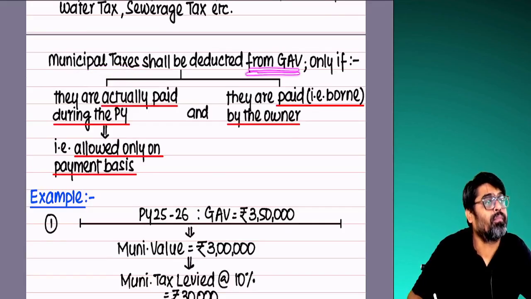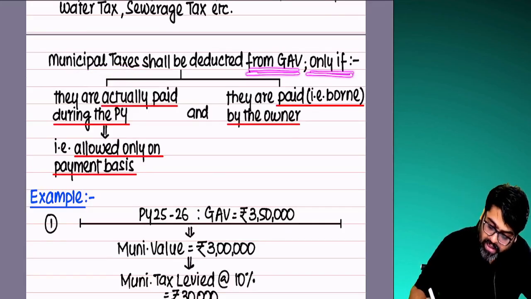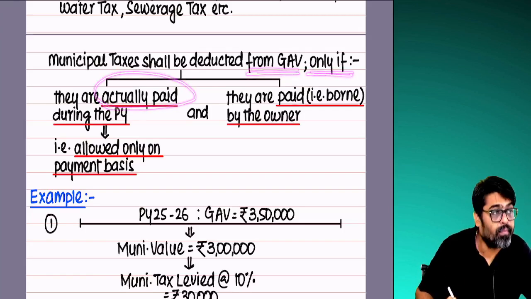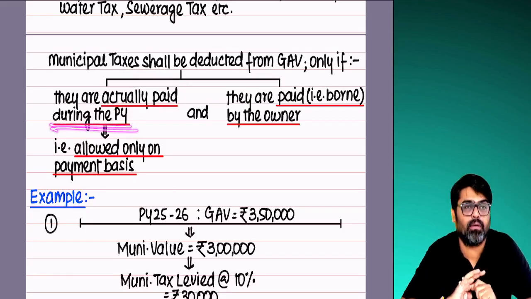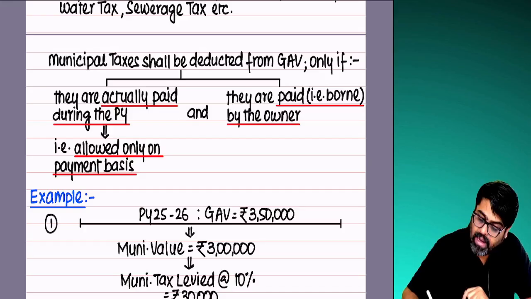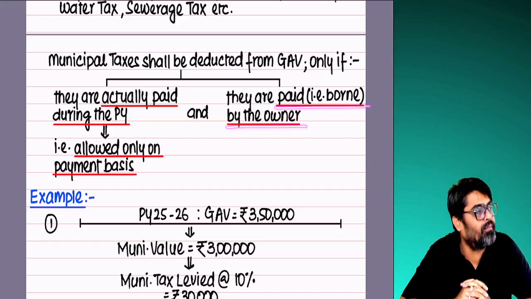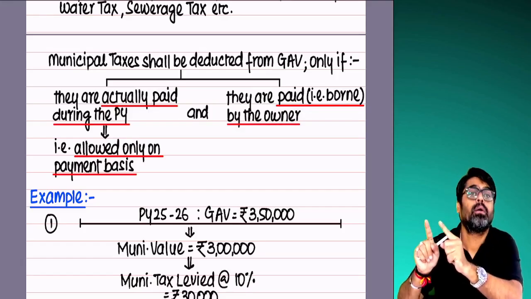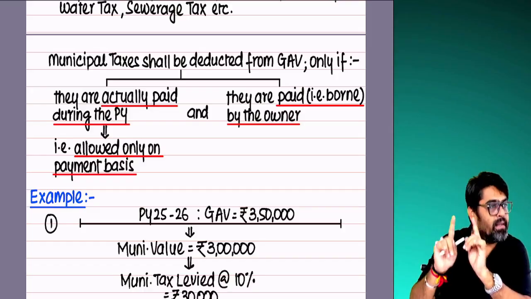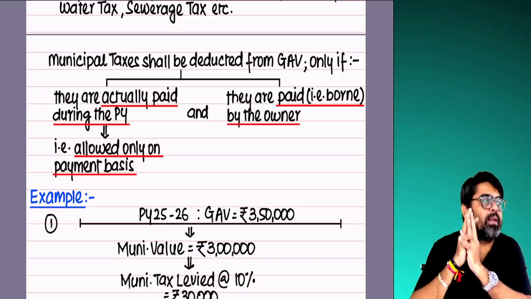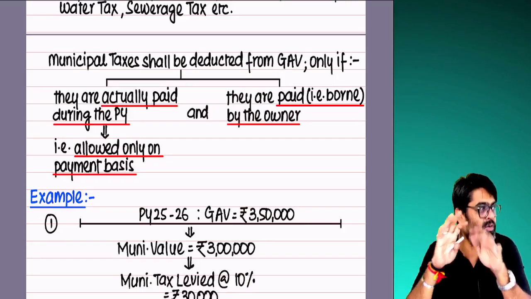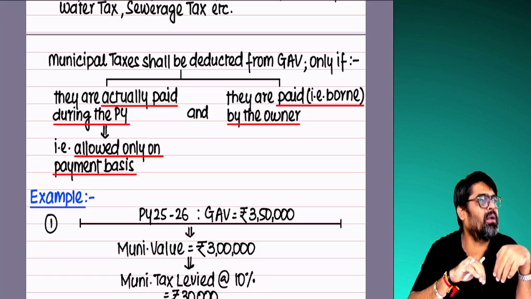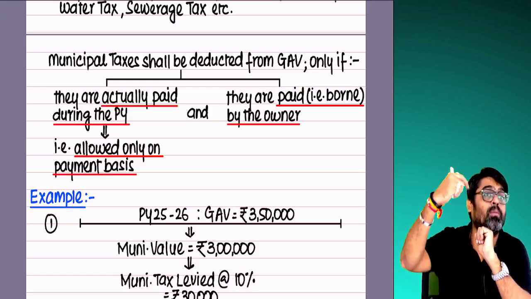Shall be allowed only if they are actually paid during the previous year, and they are paid by the owner. Are you the owner of the property? Have you yourself paid the property tax? Have you yourself paid the municipal tax? Only then you are eligible to take the deduction. If somebody else pays, you are not going to get any deduction because you are not bearing that tax. The burden comes on some other's pocket. The burden should come on your pocket.